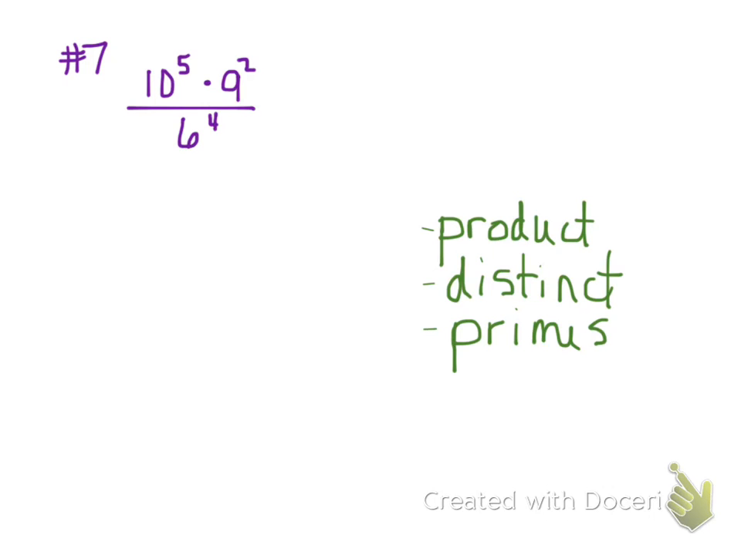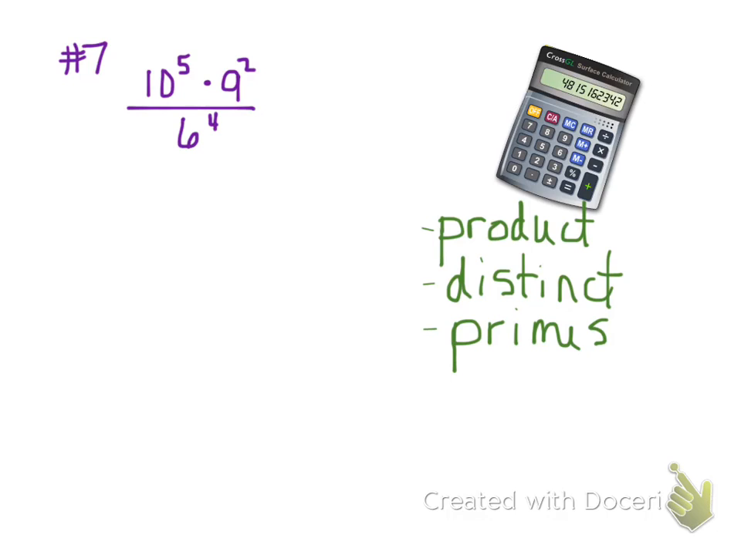One thing that students might be tempted to do on this problem is to use a calculator. You don't want to do that, right? We don't want to multiply. I don't want to use a calculator to find 10 to the 5th times 9 squared divided by 6 to the 4th, because I've been told to express it as a product of distinct primes. The calculator's not going to help me do that. Furthermore, it just complicates things, so don't use a calculator.